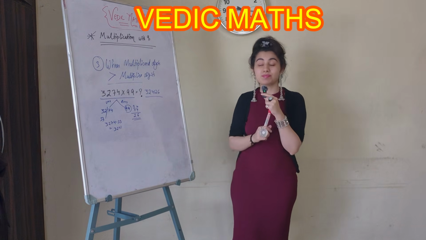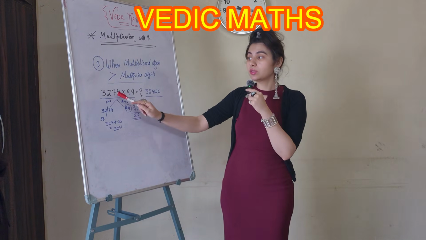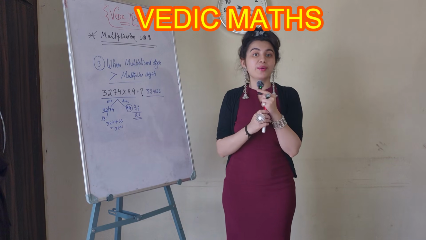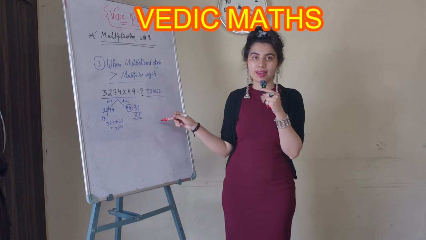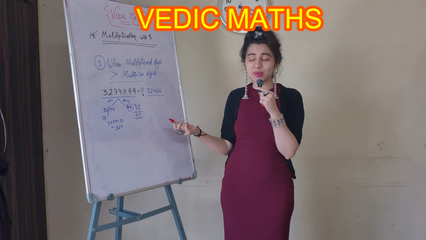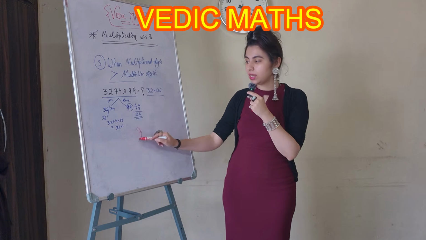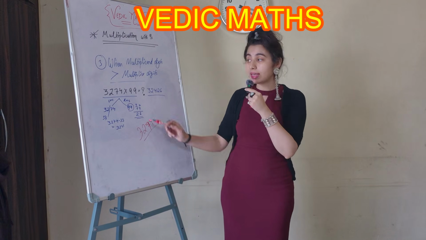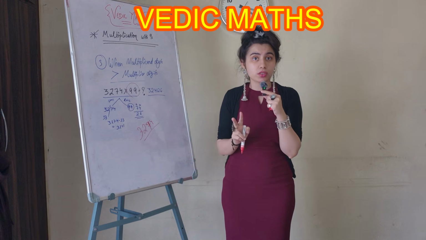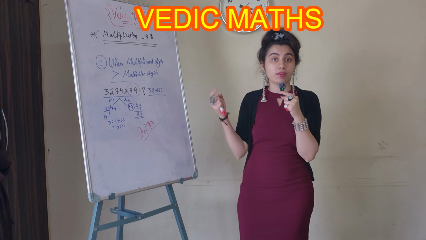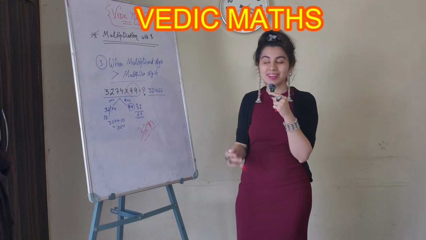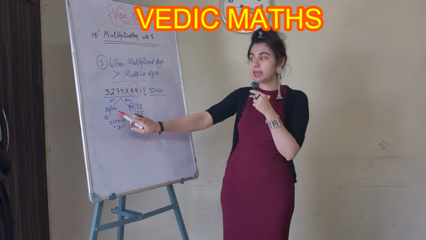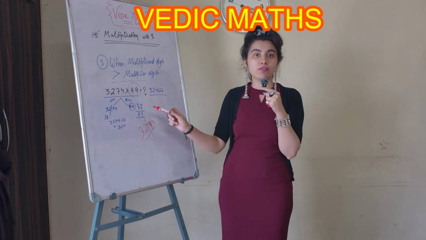The next question is 3274 multiplied by 99. Now what you gotta do? First write LHS and RHS to make it easy. Since 3274 has 4 digits, whereas your multiplier has just 2 digits, after how many digits do you put the slash? 2, right? So after 2 digits we put the slash. Now this will be 32 slash 74.